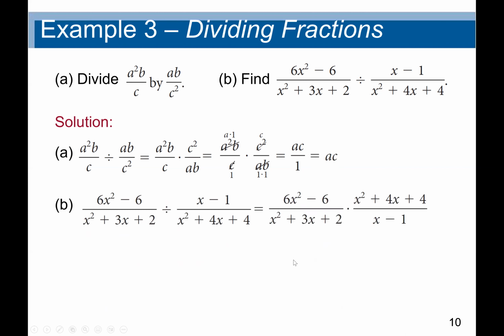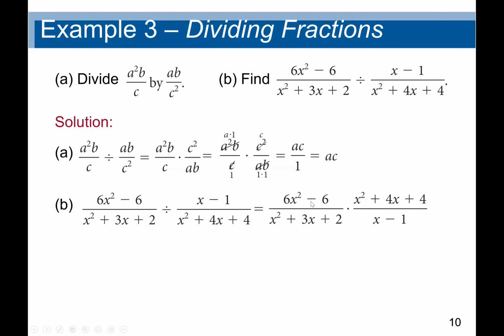Now let's check the next question. The same thing applies to this question. We have 6x squared minus 6 divided by x squared plus 3x plus 2, and also divided by x minus 1 divided by x squared plus 4x plus 4. So the first thing, we change the middle division sign to multiplication.